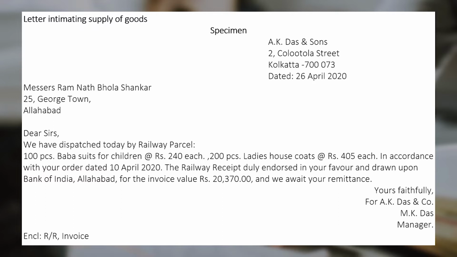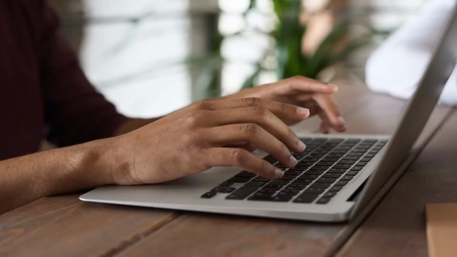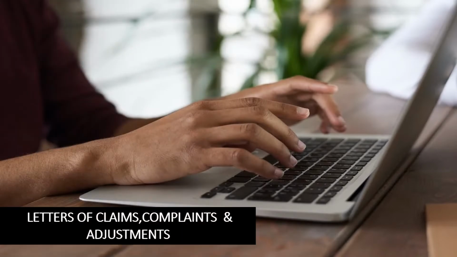Having completed the section of letters on inquiry, quotation, orders and acceptance, let's now move on to the next section. In this section, we look at letters of claims, complaints and adjustments. There may be occasions when discrepancies arise between the stipulations in the order placed by the buyer and the actual manner of execution of the order by the supplier.